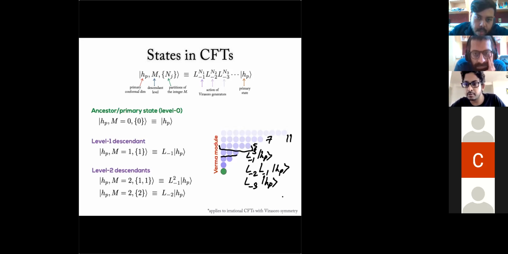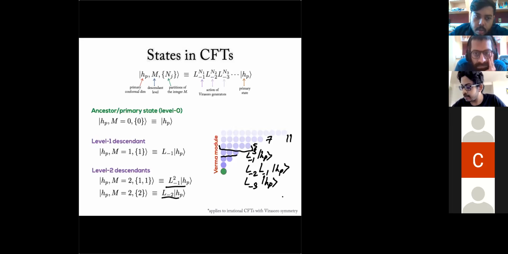Is it always guaranteed that at a certain level these states will be linearly independent? Yes, that's a good question. These states are actually not orthogonal. In fact, if you take the inner product of, for example, this and this, it is non-zero. So it's not orthogonal. But you can always go to an orthogonal basis and work with that.